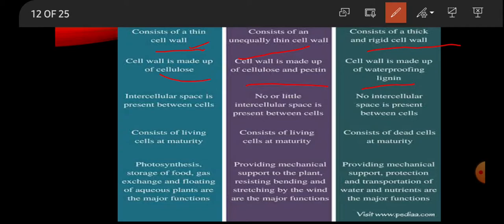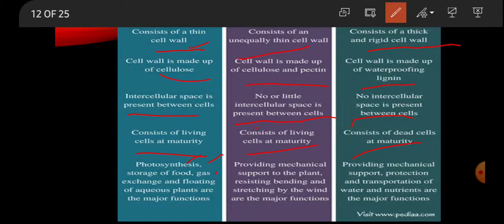Now, intercellular space is present between the cells of parenchyma. Little intercellular space is present in the collenchyma, and in the sclerenchyma, no intercellular space is present. Parenchyma consists of living cells. Collenchyma also consists of living cells, but sclerenchyma consists of dead cells. Now, what are the functions of parenchyma? Photosynthesis, storage of food, gaseous exchange, and also help in floating of aquatic plants. These are their major functions.